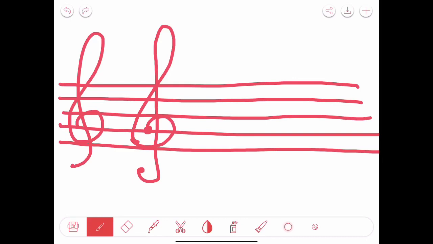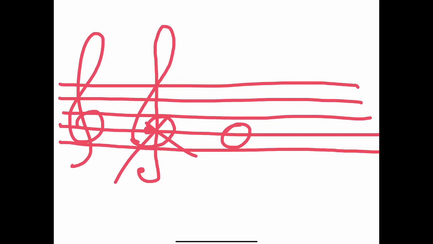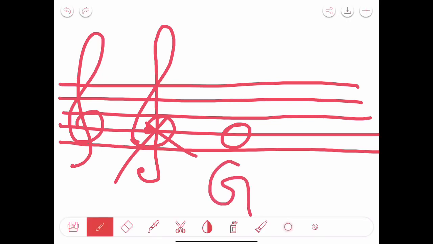If you don't do it perfectly, that's fine. Lots of composers have done a lot worse. That tells you right there where this crosses. It tells you where the note G is.